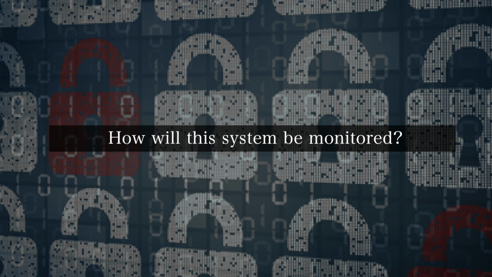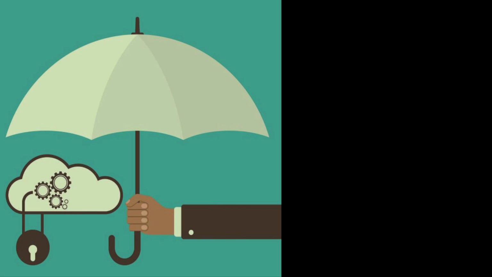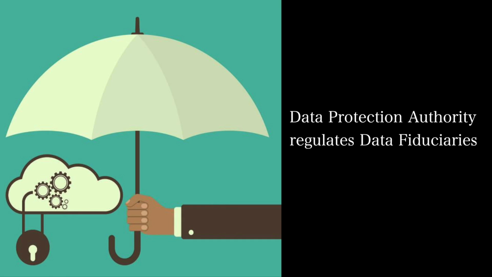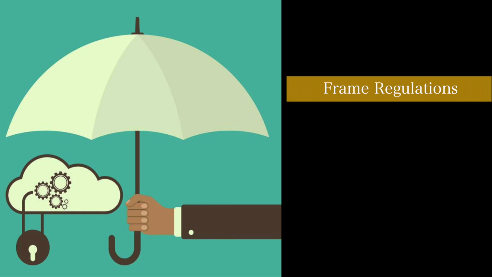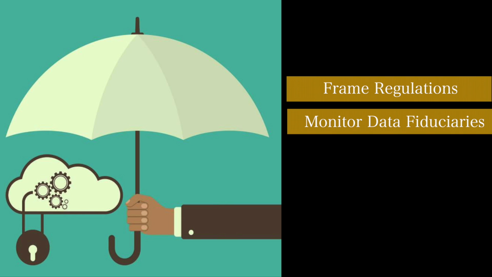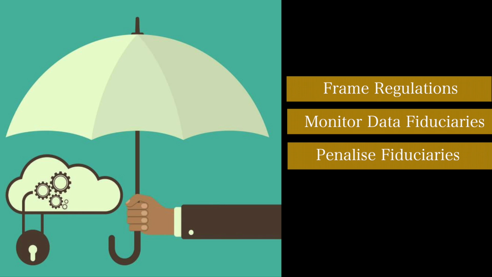Third, how will personal data usage and collection be regulated? The draft bill sets up a data protection authority to act as the regulator of all fiduciaries. This authority will frame regulations about the usage of personal data, monitor data fiduciaries to make sure that they are processing data lawfully, and also investigate and penalize fiduciaries for breaking the law.